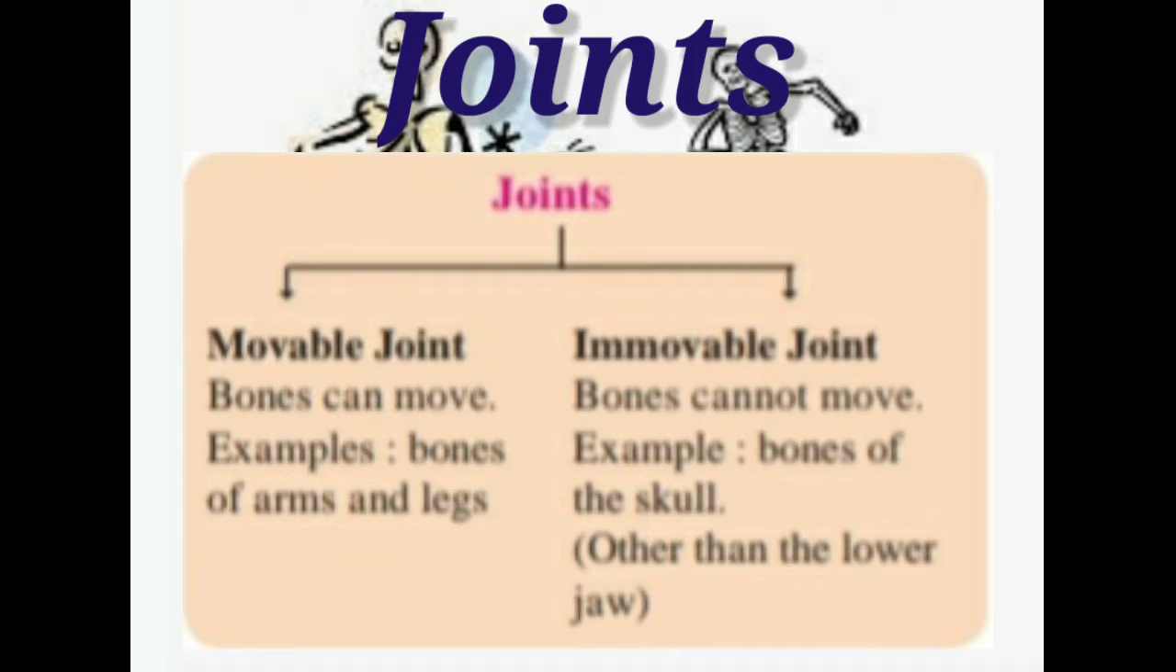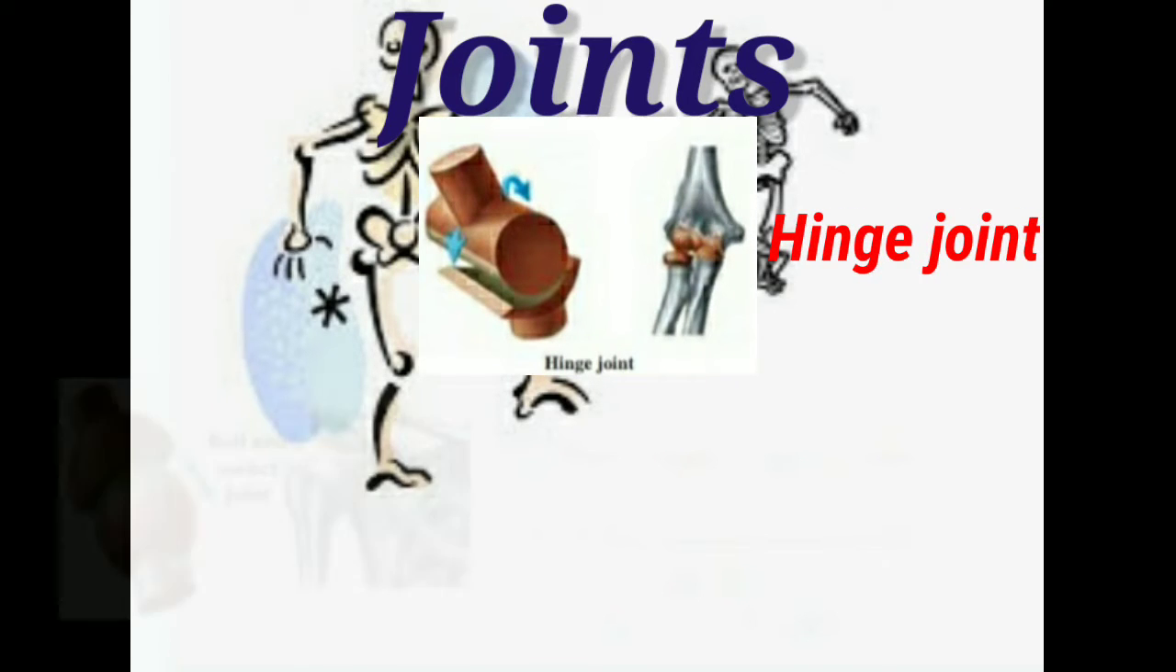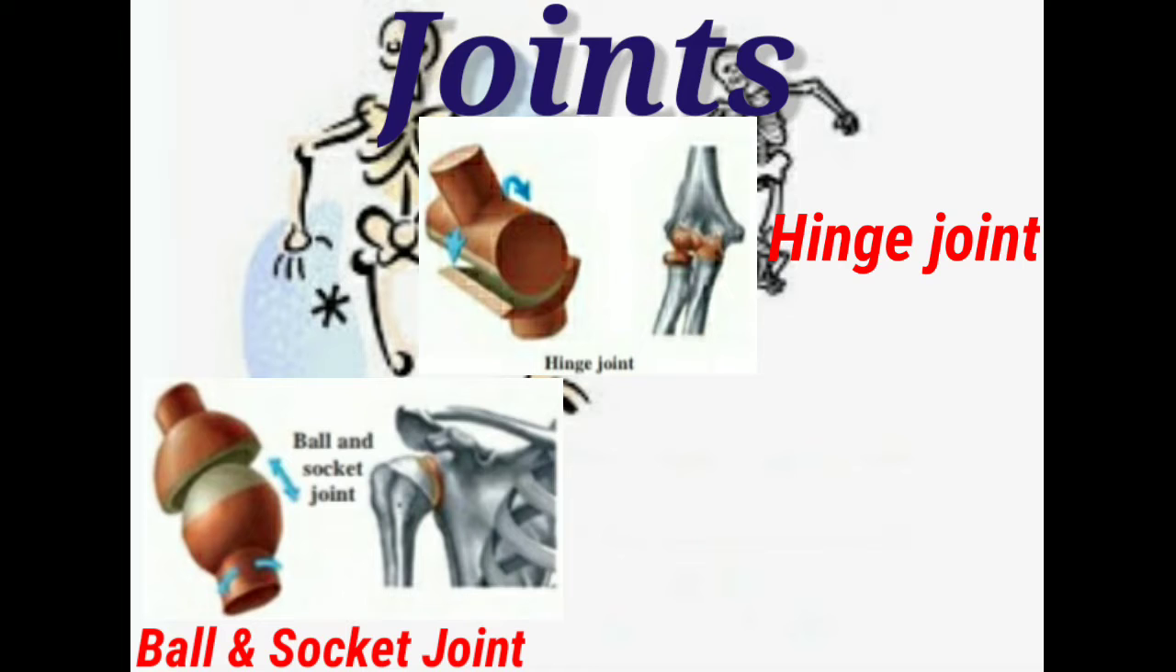Joints are of two types: movable joints and immovable joints. Movable joints include those bones which can move, for example, bones of arms and legs, whereas immovable joints include those bones which cannot move, for example, bones of the skull, except the bones of the lower jaw. Under movable joints, we have three more subtypes. Movable joints are further classified into three subtypes, that is, hinge joint, ball and socket joint, and gliding joint.